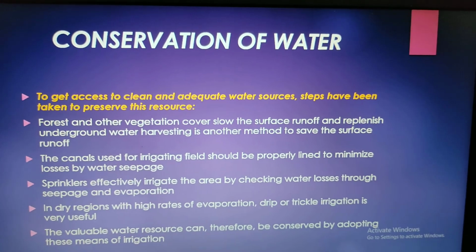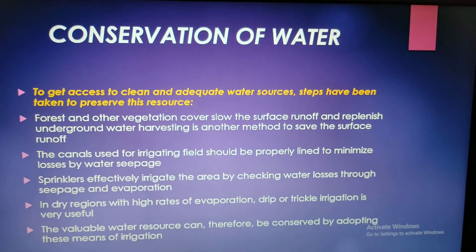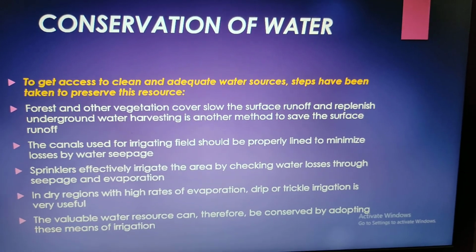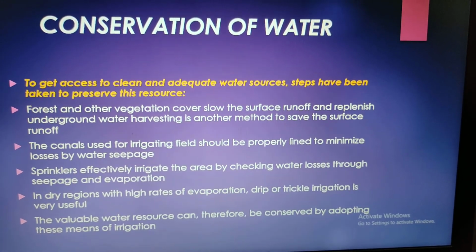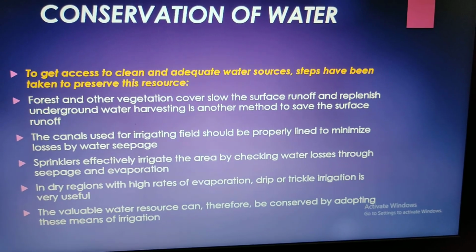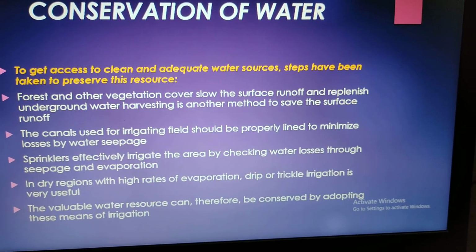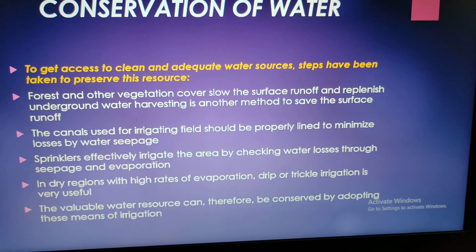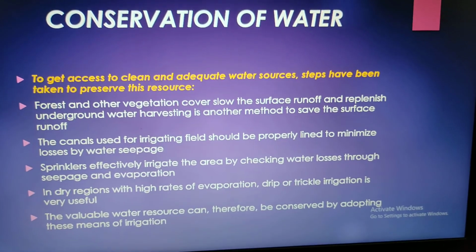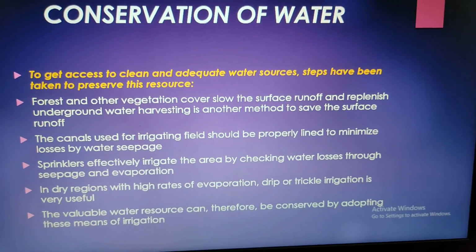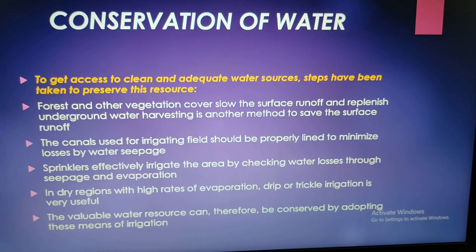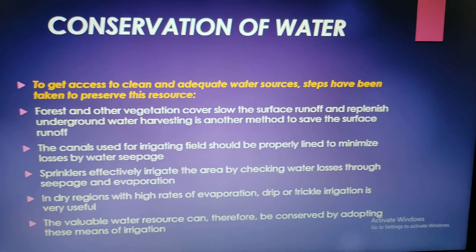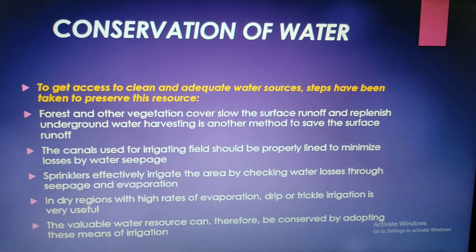Now, conservation of water. To get access to clean and adequate water sources, steps have been taken to preserve this resource. The very first one is that we are trying to increase the forest and vegetation cover. This cover not only helps to reduce soil erosion, but once the soil is retained, the moisture in the soil is retained too, and the underground water keeps on increasing.